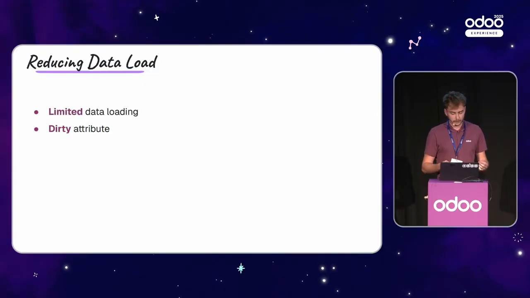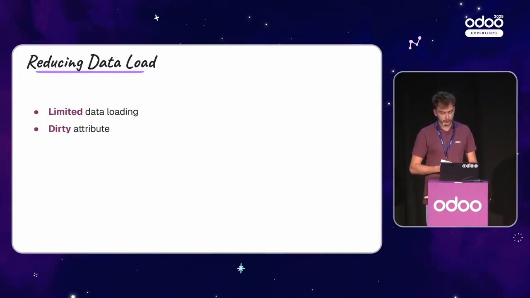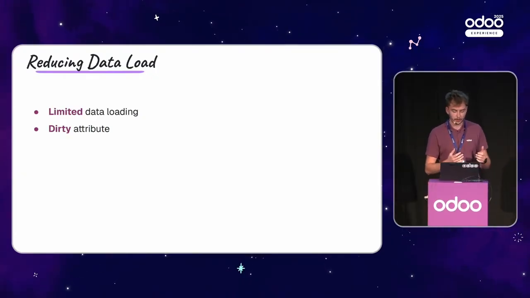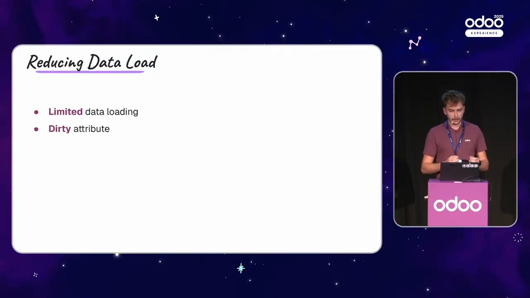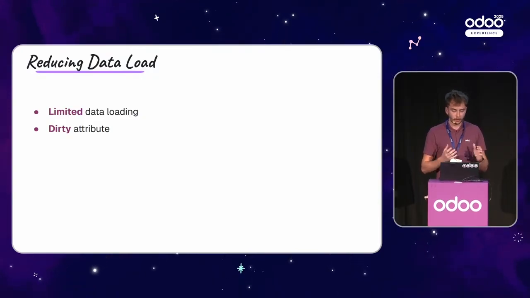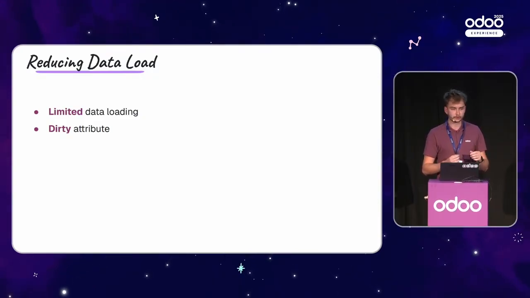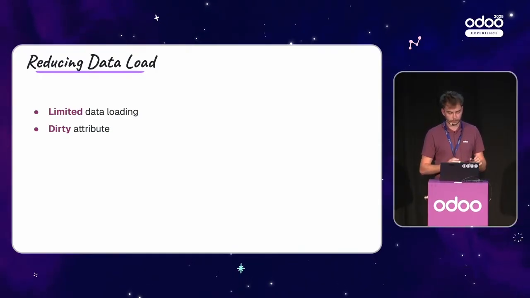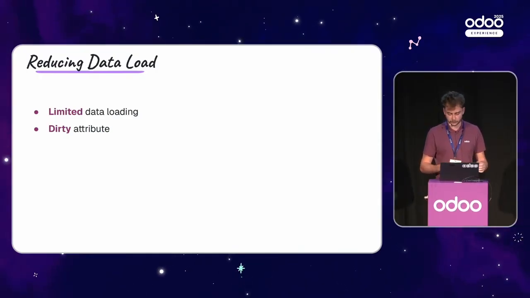And we also added a dirty attribute in the base model. This attribute is changed whenever we change something in a model, and we only send the dirty records to the backend. But again, this is just for information.